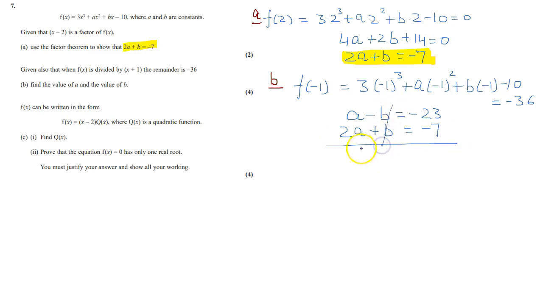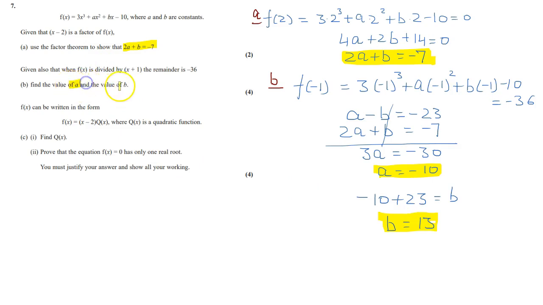They have opposite sign, we cancel. So 3a is equal to minus 30. So a will be negative 10. That is the value of a. So from this equation, a is minus 10, minus 23 will be plus 23 is equal to b. So b will be 13. That is the value of b. So we find the value of a and the value of b.